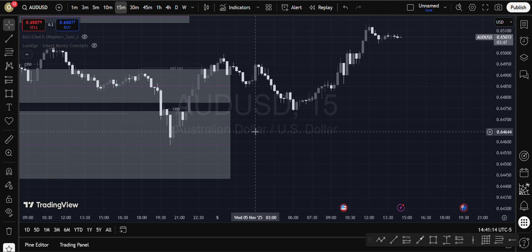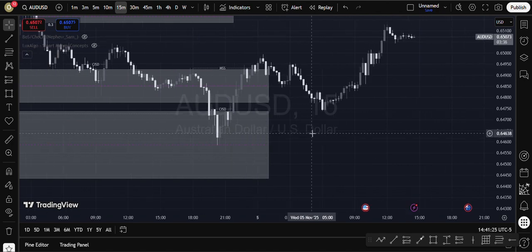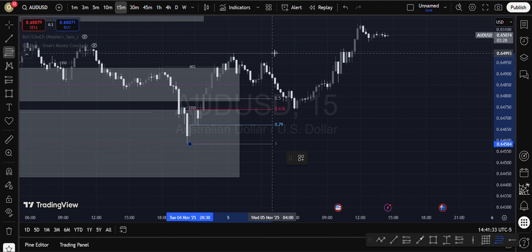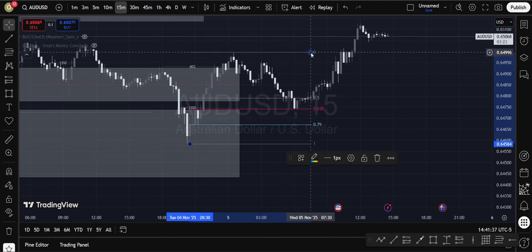So usually those people that understand how change in state of delivery works can get into the trade earlier on than the people who are focusing on the market structure shift. So with that said, let's get right into it. So we take our fib and we are drawing from the low to the highest point before the retracement. All right, so for now, this is our highest point before the retracement.